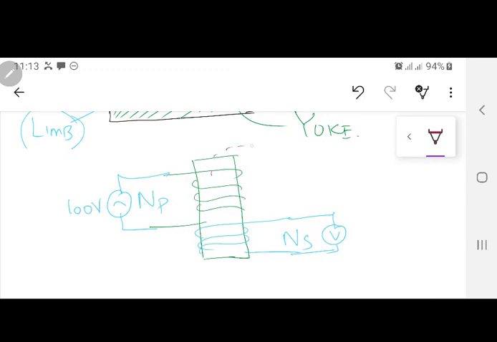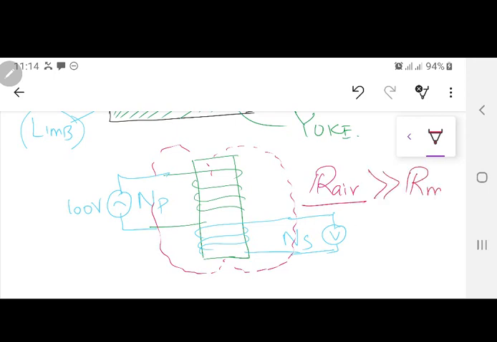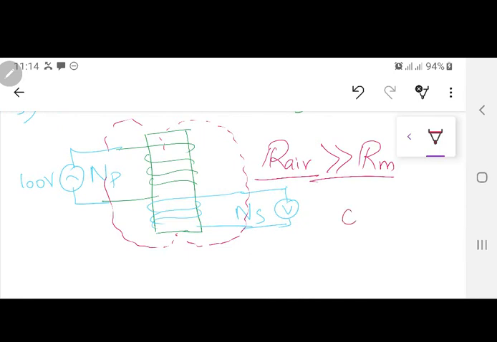but practically, since flux has to flow through the air gap and complete the path, and the air is not a very good conductor of the magnetic flux, the reluctance of the air is much greater than the material that is used. If you remember your relationship, flux was equal to ampere turns divided by the total reluctance.